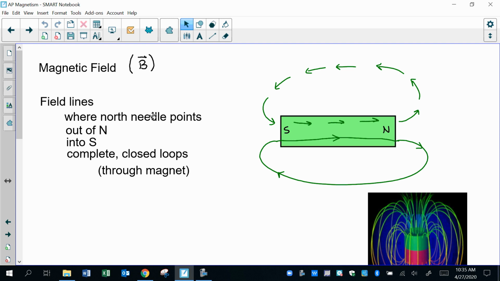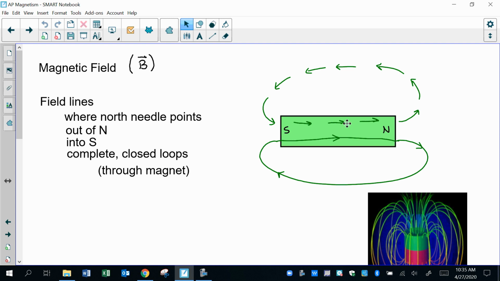And what's unique about a magnetic field line, look at my picture here, inside this big green magnet is going to be a bunch of little magnets. And all these little magnets are north pointing to the right, south pointing to the left. So if you were to hypothesize, say, what if I took a magnet or a compass and placed it inside? It would align with every other domain, and what we get is field lines where the north points, coming out of the north into the south, and this right here is the important one. We get complete closed loops that literally go right through the magnet.